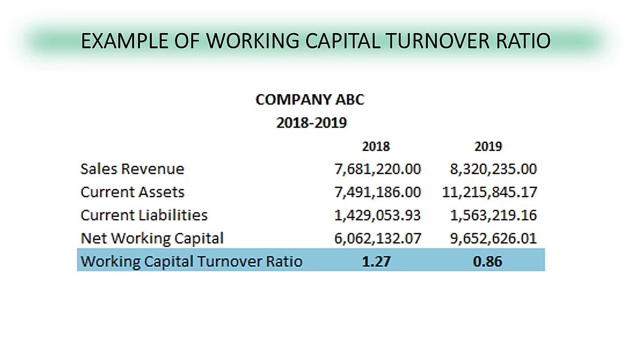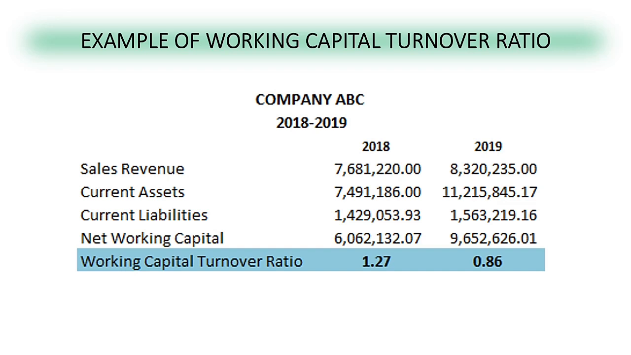So in our given example, we have company ABC with its financial information. As we said earlier, to get the net working capital, we need to deduct the current liabilities from the company's current assets. So we have 6,062,132.07 for 2018 and we have 9,652,626.01 for 2019. So to get the working capital turnover ratio, sales revenue is divided by net working capital. So we have 1.27 for 2018 and 0.86 for 2019.